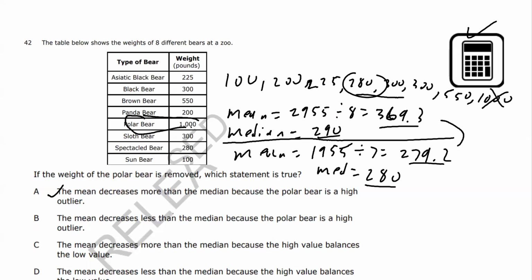B, the mean decreases less. Well, that's not true, so it can't be B. C, the mean decreases more than the median. That's true because the high value balances the low value. That doesn't really make sense, so it's not C. D, the mean decreases less. That's not true. So it turns out it's A.